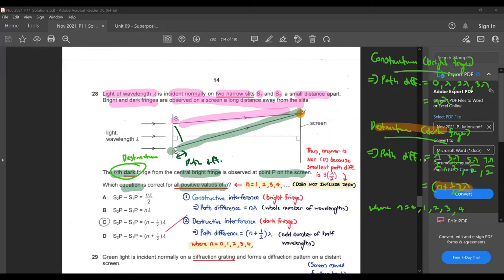So the path difference determines whether this will be constructive or destructive interference, whether it will be a bright fringe or dark fringe. The one that I wrote in the notes was n plus half lambda. So if you remember that, you would have probably written your answer as this: S2P minus S1P is n plus half lambda, but this is not the answer. Okay? The answer is actually supposed to be C. S2P minus S1P is n minus half lambda.